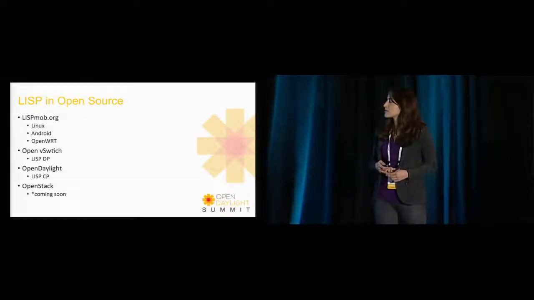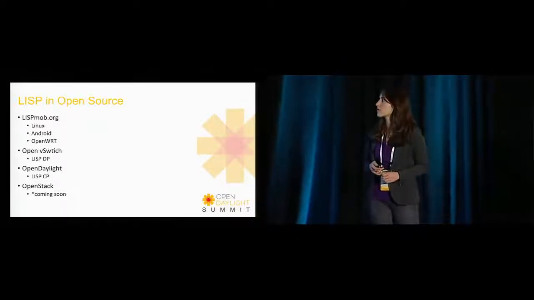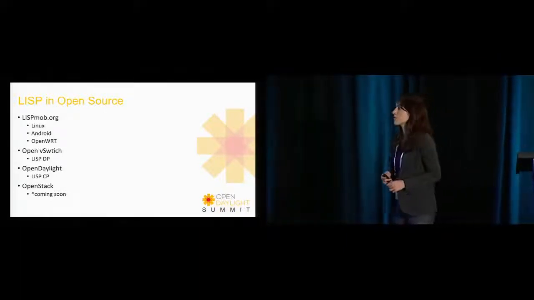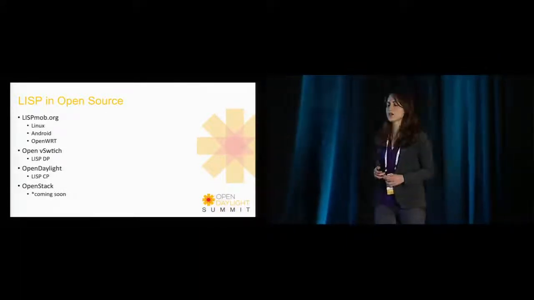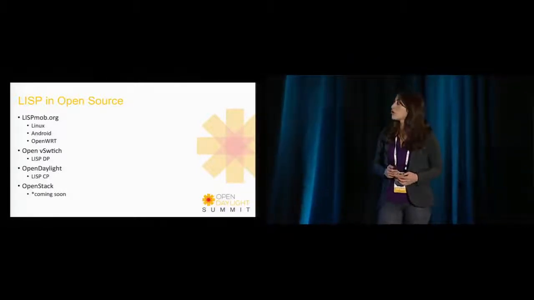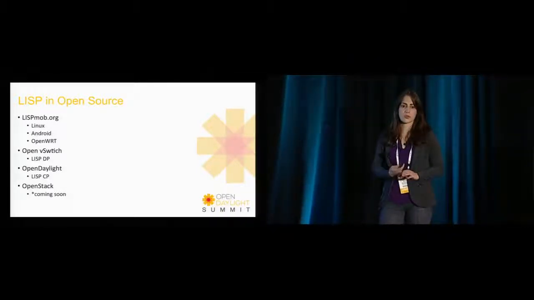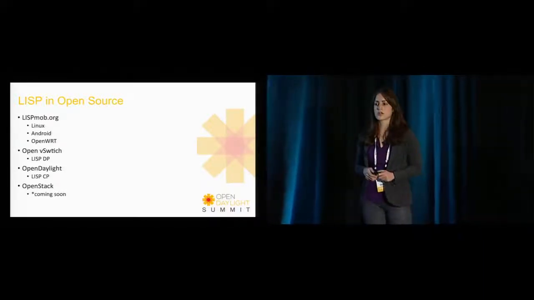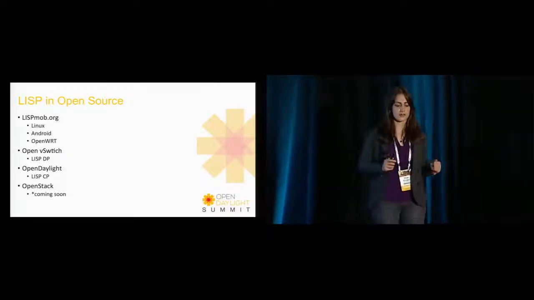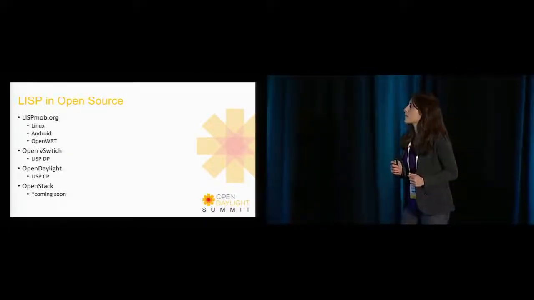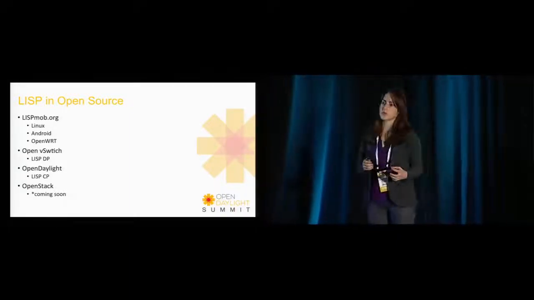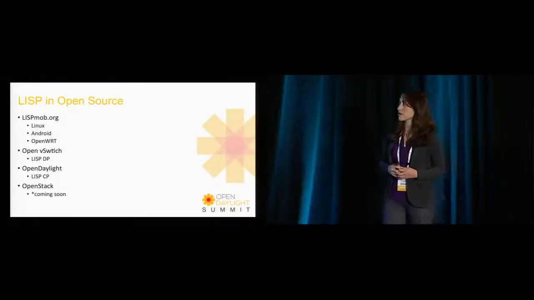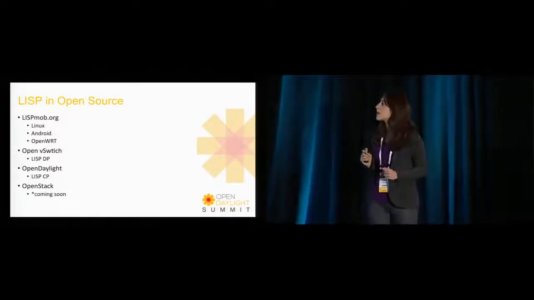Now looking at the options that are available in the open source community for LISP. The main one is lispmob.org, and it provides LISP router code for Linux, Android, and OpenWRT. So you can go to lispmob.org, download the code, and run it on your Linux, and you have a LISP tunnel router. You won't have a mapping system. It will be just a LISP data plane and control plane that runs on basically a LISP router.